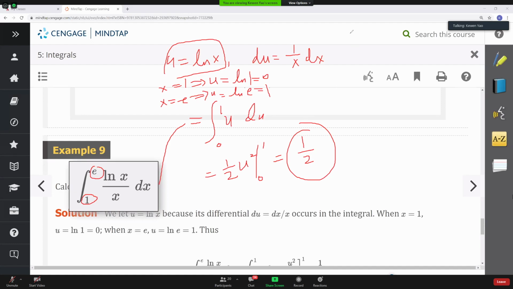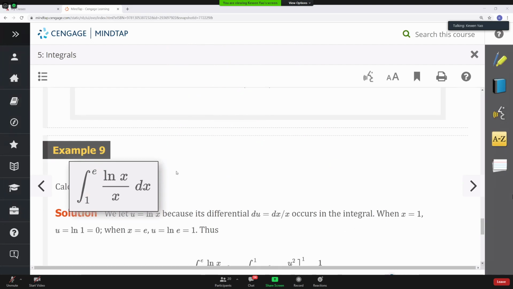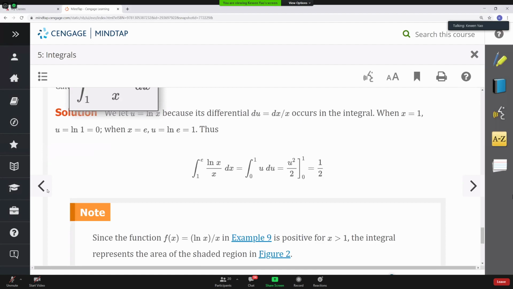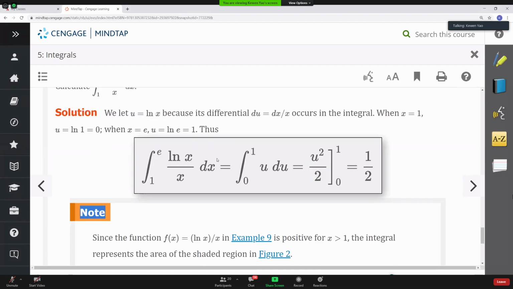Let's take a look at the answer in the textbook. See, 1/2 here. The old upper limit is e, now the new upper limit is 1. The old lower limit is 1, and the new lower limit is 0, right? So the antiderivative for u is u squared over 2, from 0 to 1. This is FTC part 2. The answer is 1/2. It's a scalar, right?